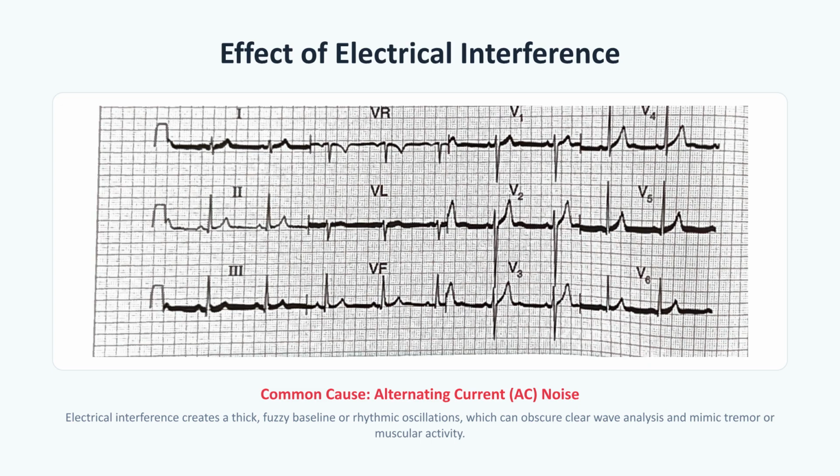Electrical interference, often called AC noise, creates a thick or fuzzy baseline due to rhythmic oscillations. This noise can make clear wave analysis difficult and sometimes mimic muscular activity or tremor.